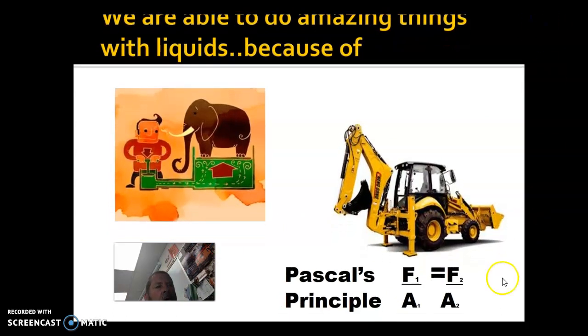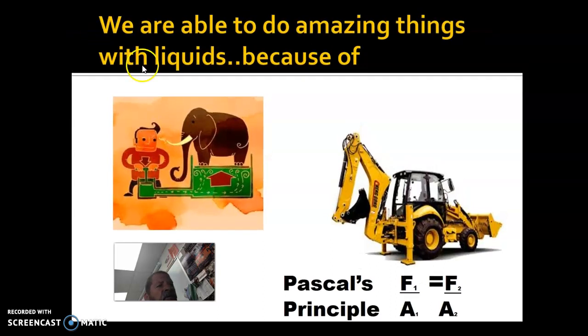So here's the math behind Pascal's principle, if you want to copy this down. F1 over A1 equals F2 over A2, and I'll show you how that works in just a little bit. So F stands for force, and the units for force are newtons, and A stands for area. And the units for A are going to be square meters, or meters squared. So F1 over A1 equals F2 over A2. This is Pascal's principle. That's what we use for hydraulics.